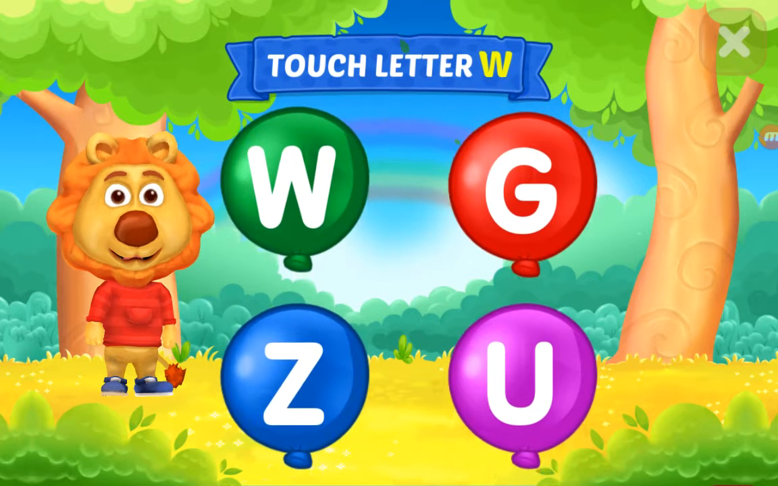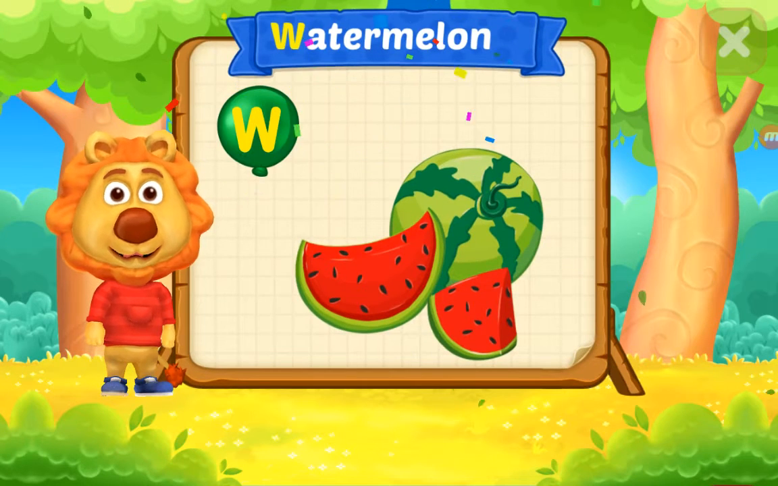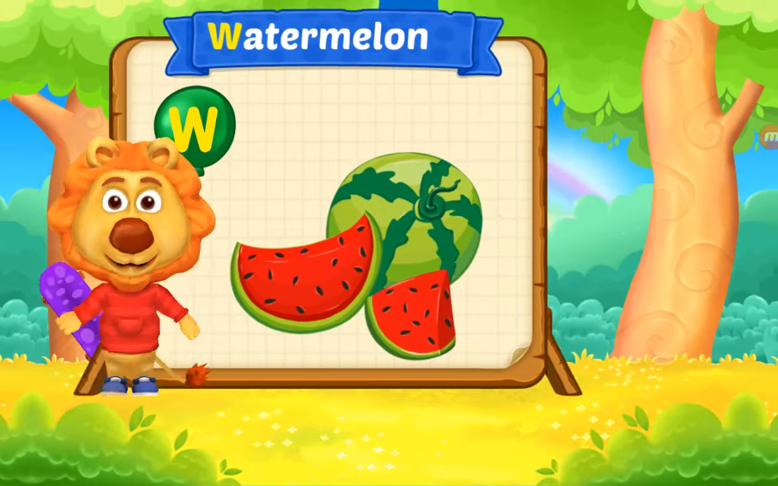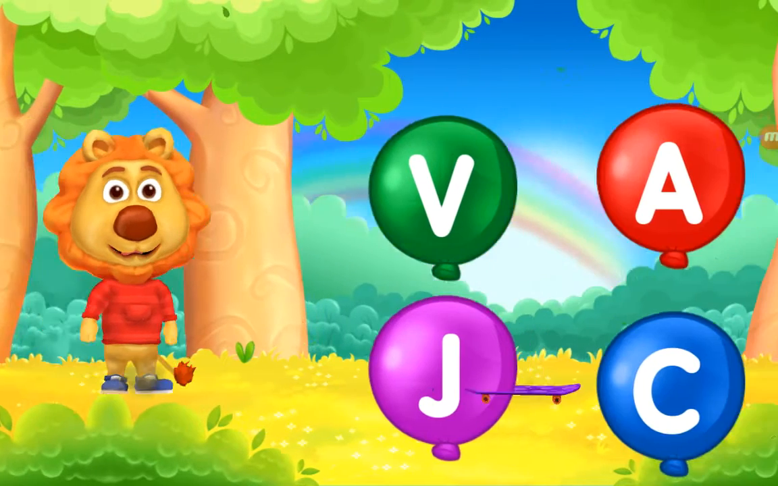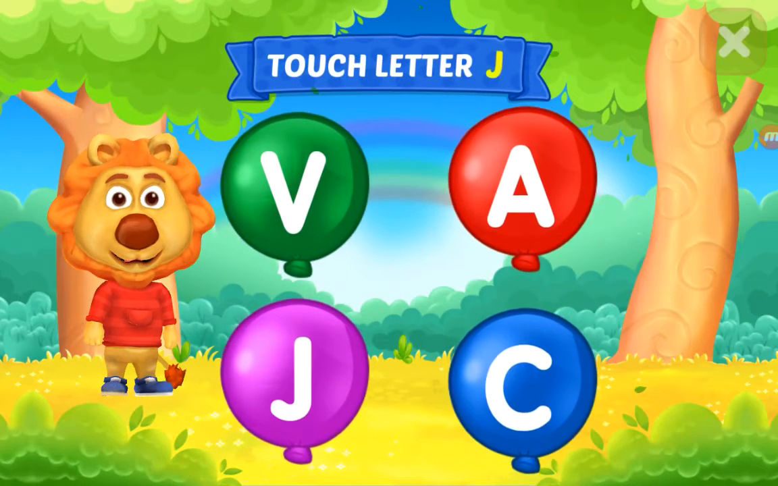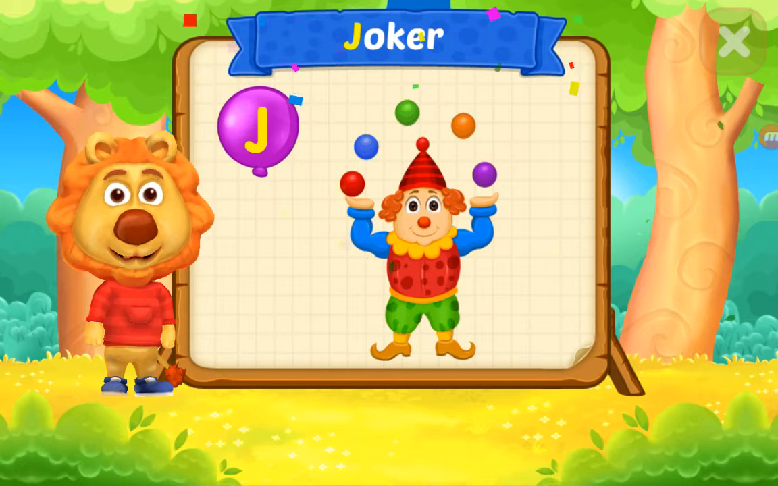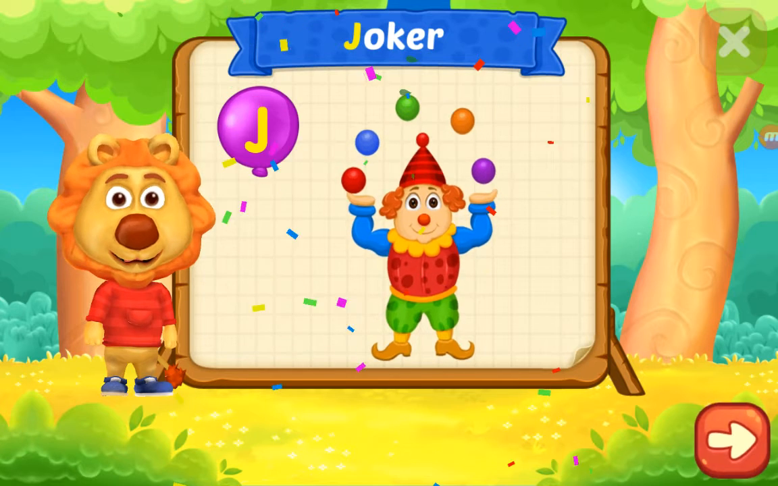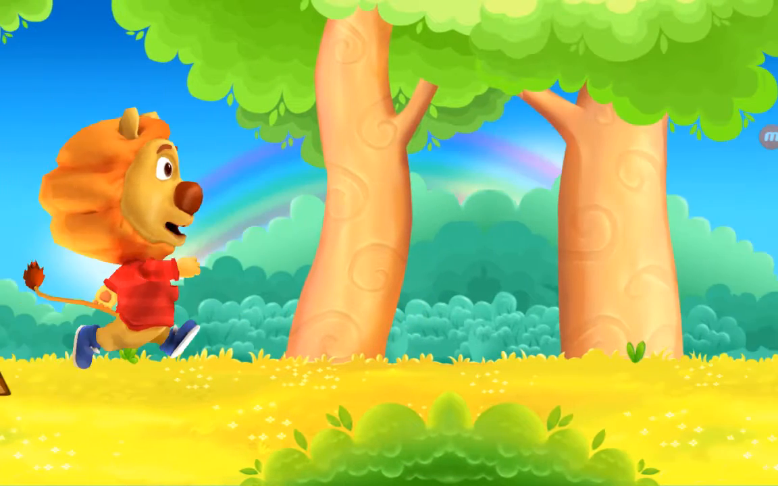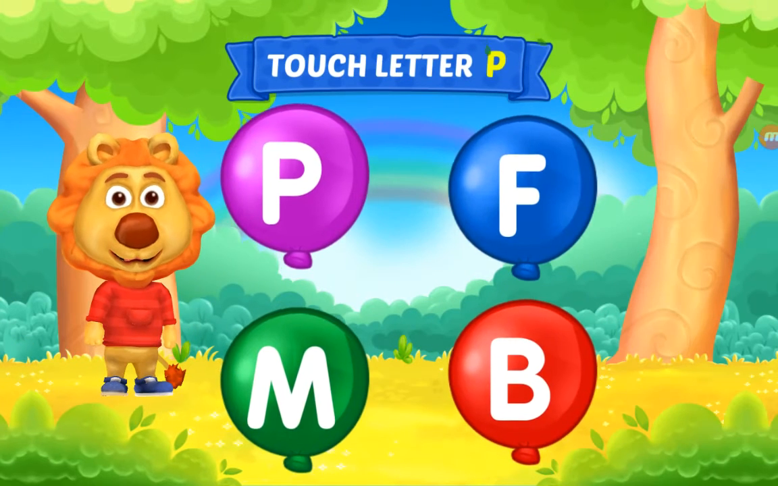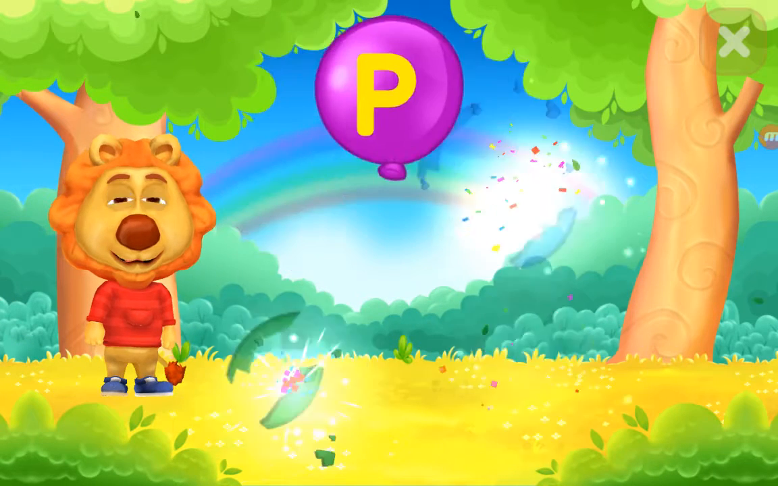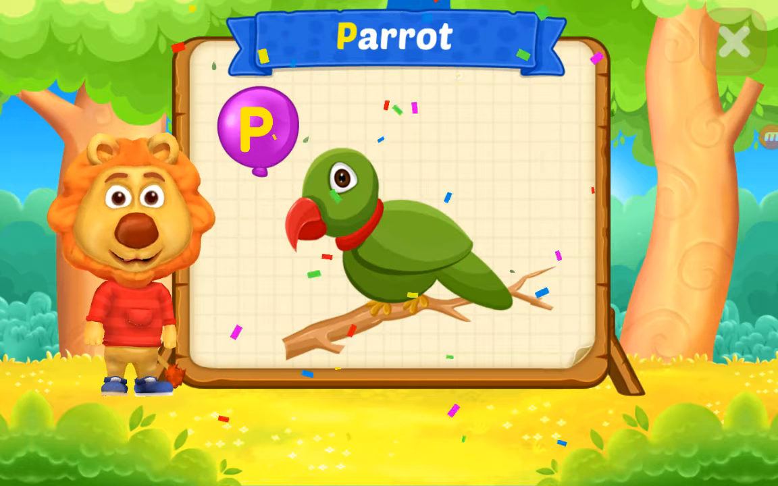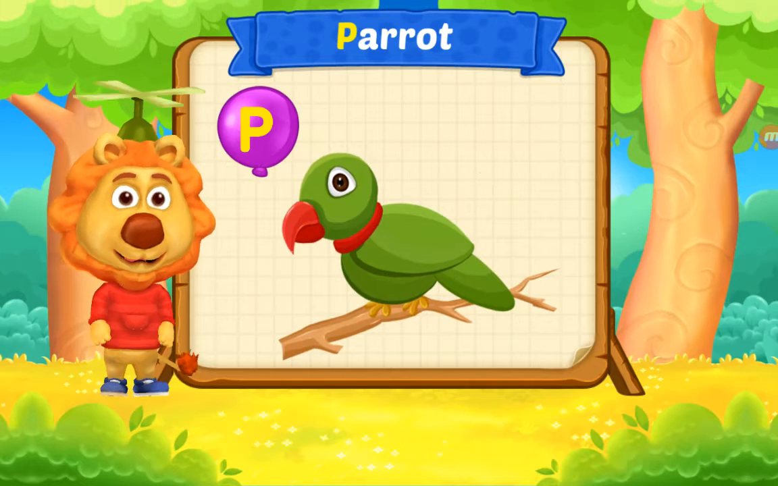Touch letter W. W is for watermelon. Touch letter J. J is for joker. Touch letter P. P is for parrot. Whee!